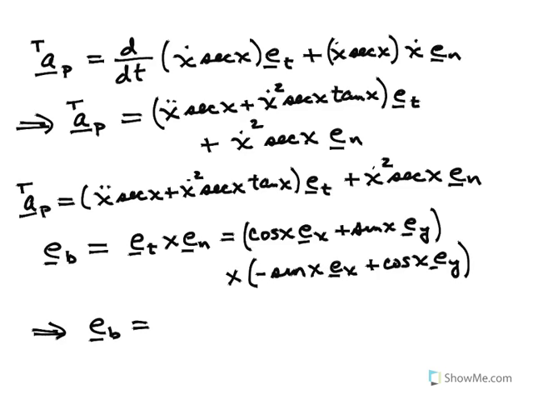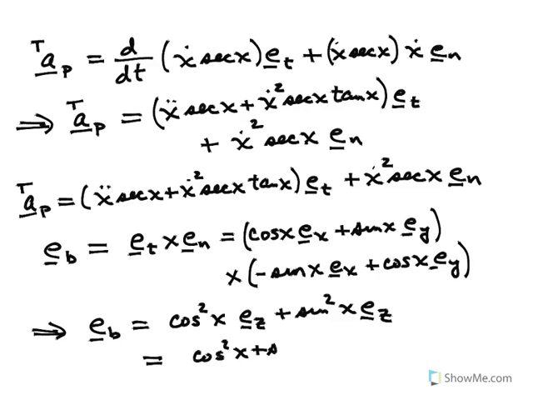EX cross EX is 0, EX cross EY is EZ, so we get cosine squared x times EZ, and then EY crossed with EX is minus EZ, but then we've got sine x times negative sine x, so there's another negative sign, which gives us plus sine squared x times EZ, which is equal to cosine squared x plus sine squared x times EZ, which is equal to EZ. So the principal unit binormal is equal to EZ.